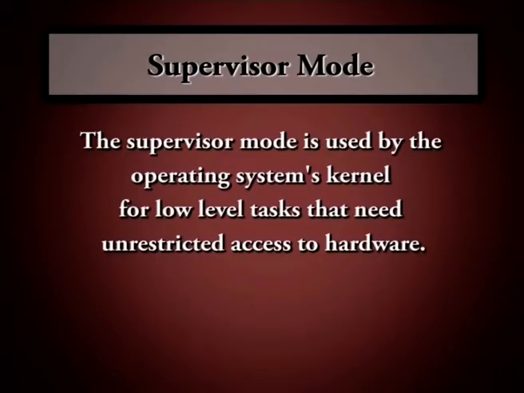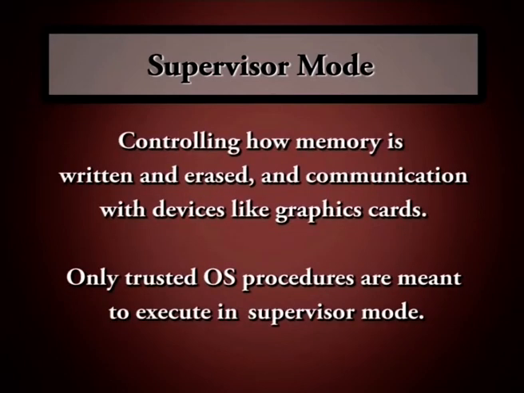There are specific instructions that can only be run in supervisor mode, also known as kernel mode. These are called supervisor instructions, also called privileged or protected instructions. For example, input-output instructions are supervisor instructions. The supervisor mode is used by the operating system's kernel for low-level tasks that need unrestricted access to hardware, such as controlling how memory is written and erased, and communication with devices like graphics cards.